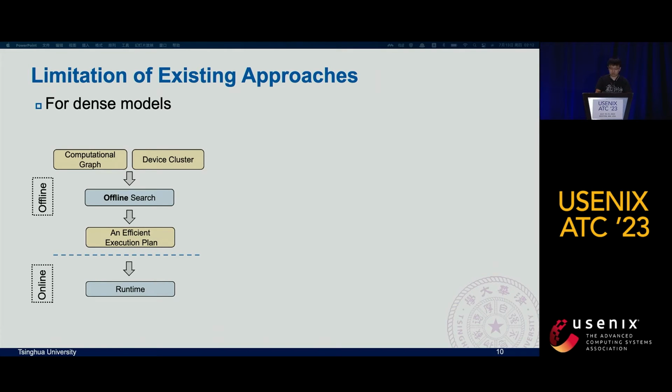For dense models, they search for efficient execution plans before training starts. During runtime, only pipeline scheduling is performed. This method has two limitations. First, the search is not workload-aware. And second, the execution plan is static.